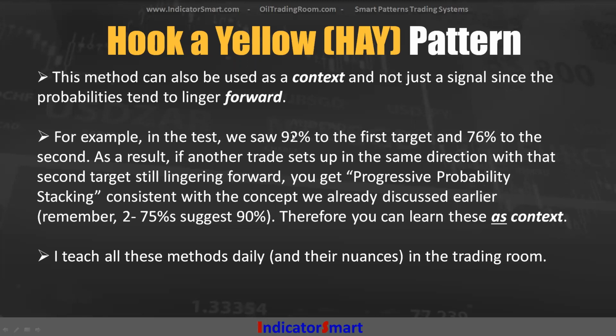For this one, that 76 for that second target is lingering forward. If another trade sets up in the same direction with that second target, you get what I call progressive probability stacking. And that is consistent with the concept we've already discussed. 275 suggests 90 according to Bayes' theorem.